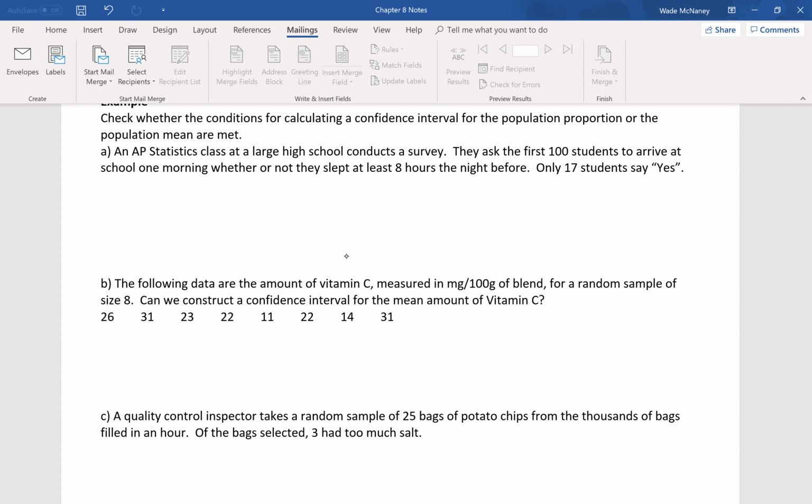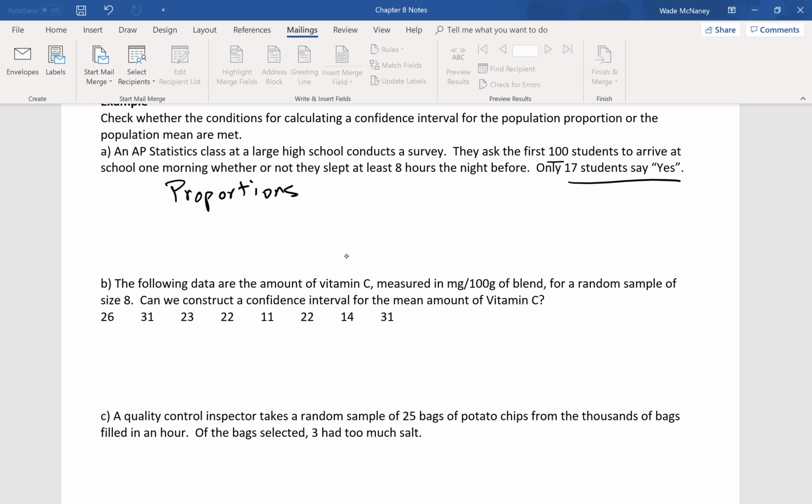You're going to have to think a little bit with that. So in this case, we're trying to find the proportion that say yes out of 100. So this is a proportions problem. Now we know which set of conditions we need to check.